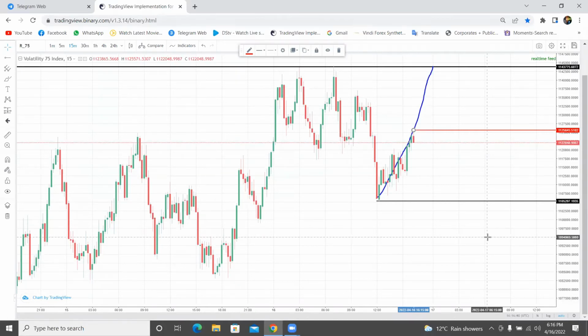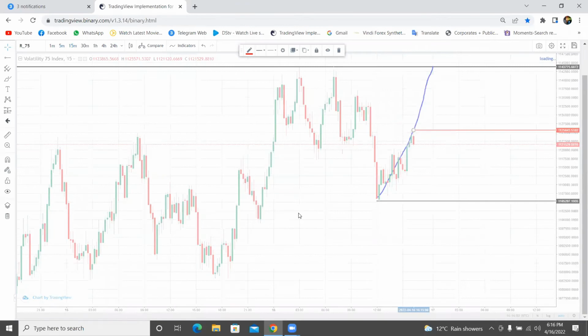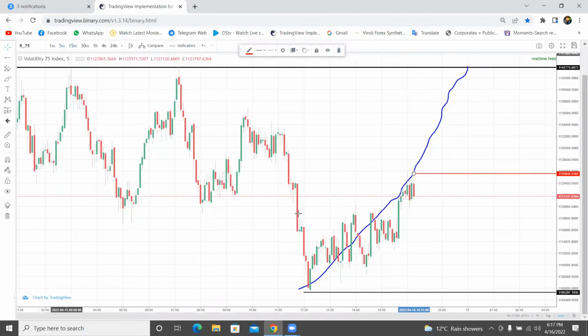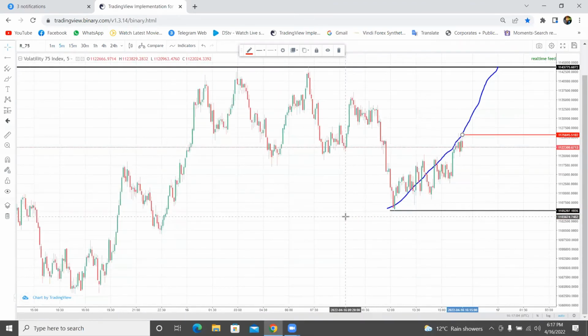So yeah, I'm done sharing the signal. You understand? On the red line is where you're gonna be buying. On the black line is where you're going to put a stop loss. I'm on the 15 minutes time frame, and make sure you calculate. Fully calculate.